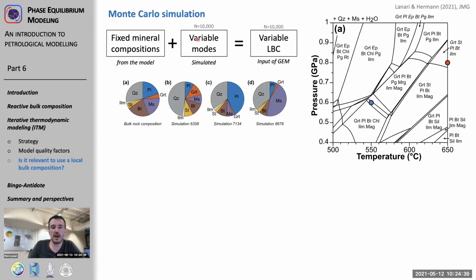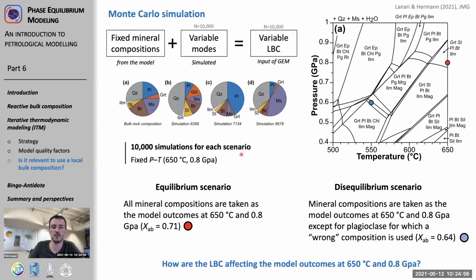So if I multiply the variable modes by the fixed mineral compositions, what I will obtain is 10,000 different local bulk compositions that would represent 10,000 different local equilibration volumes in my virtual metapelite. And then I run two different simulations, always at fixed pressure and temperature conditions, so at these pressure and temperature conditions. In the equilibrium scenario, I take all the mineral compositions that are predicted to be stable here, all the minerals. And then I said, okay, let's try another case where we have a disequilibrium scenario.